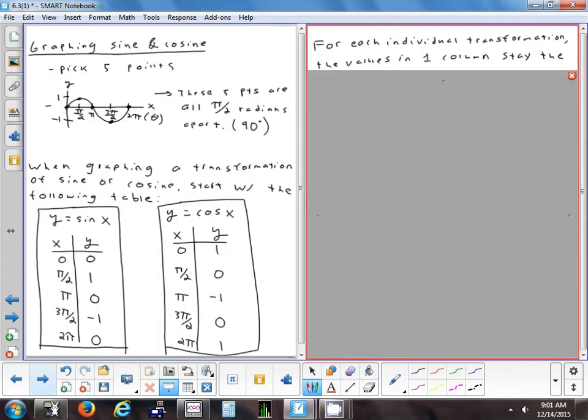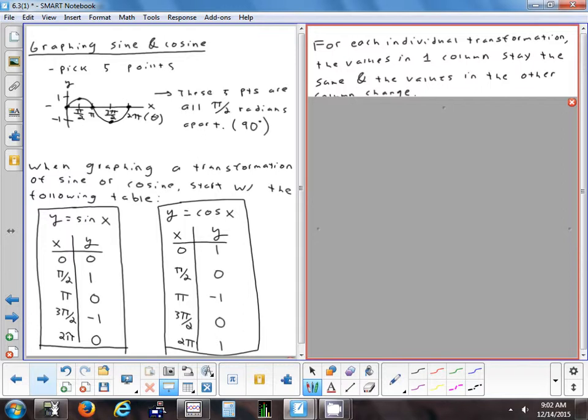All right. So up until Wednesday, all we're going to do is one transformation at a time. We're going to either shift it left or shift it right, and that's it. Or we could shift it up, we could shift down, or we could stretch it left and right, or we could stretch up and down. Since we're only going to do one transformation at a time, one of these columns is going to stay the same, and then one of them will change.